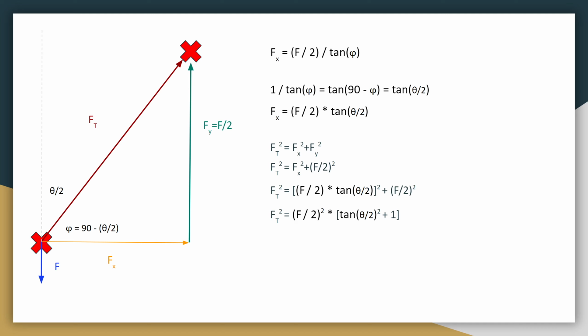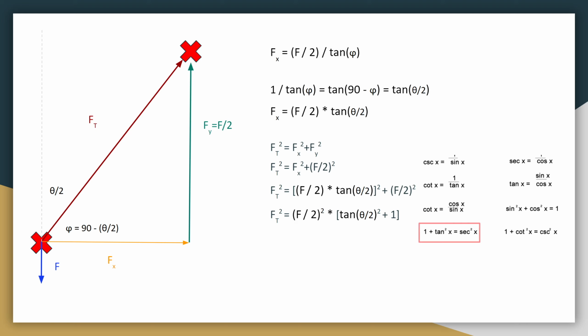I'm going to use a trig identity to simplify this a little. So here's a list of some basic trig identities. What I want you to notice is this one here. 1 plus tangent squared of x is secant squared of x. So notice that I have 1 plus tangent squared of theta over 2. So I'm going to replace that with secant of theta over 2 squared.